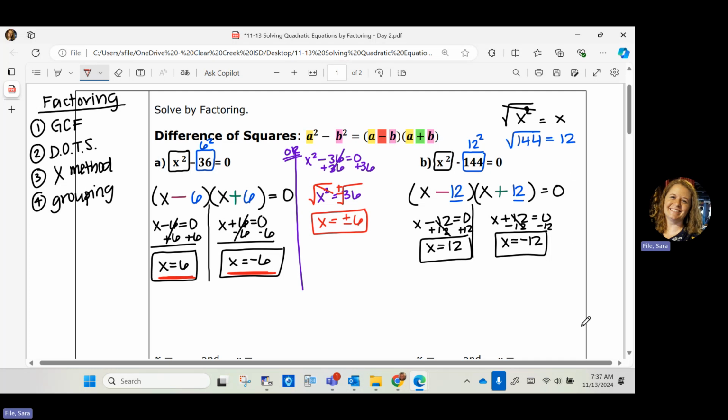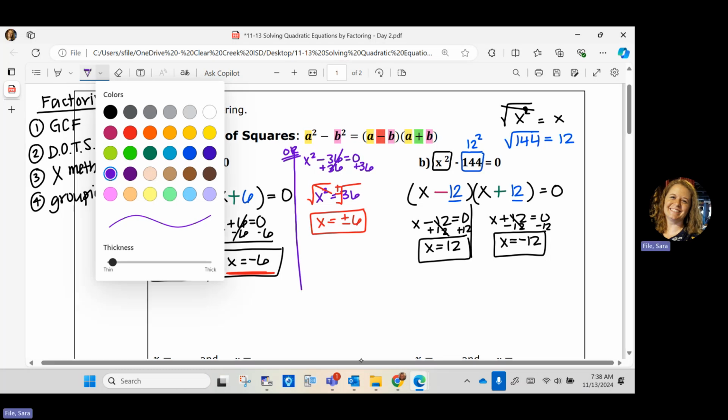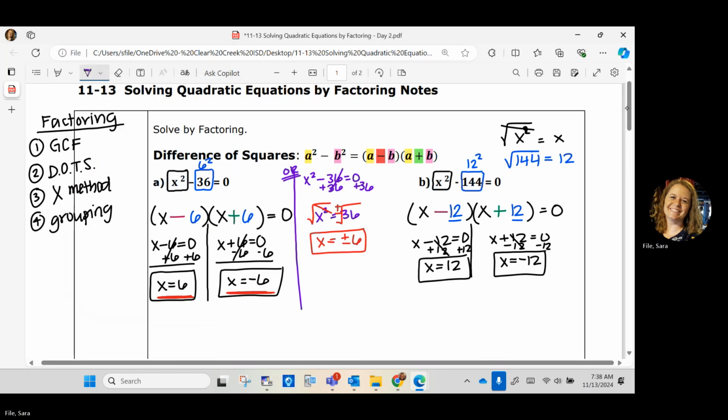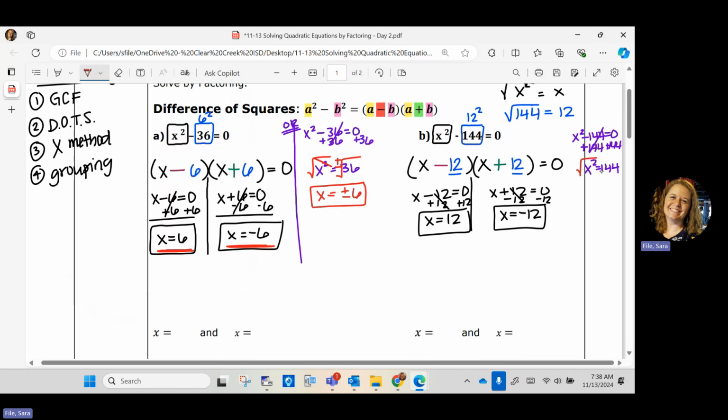Okay, and I could have done that over here as well. I could have come over here and solved this. I would have added the 144 to both sides to get x squared equals 144. And then I would have taken the square root of both sides. And remembered I have to put plus or minus. And gotten the square root of 144 is positive or negative 12. And that's the same thing I got separating it by factoring.